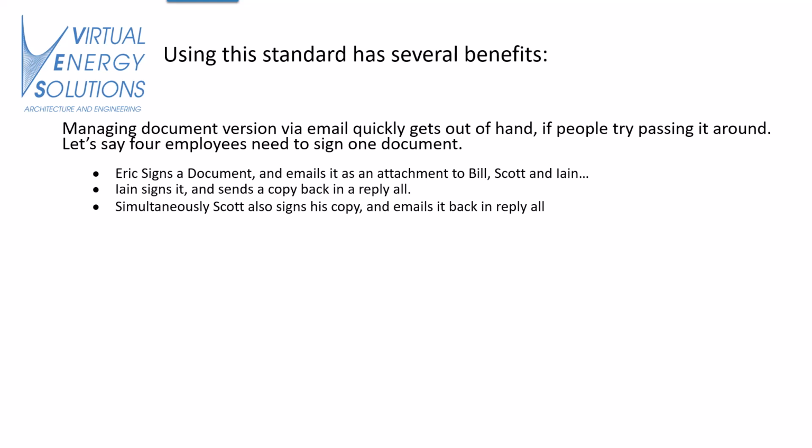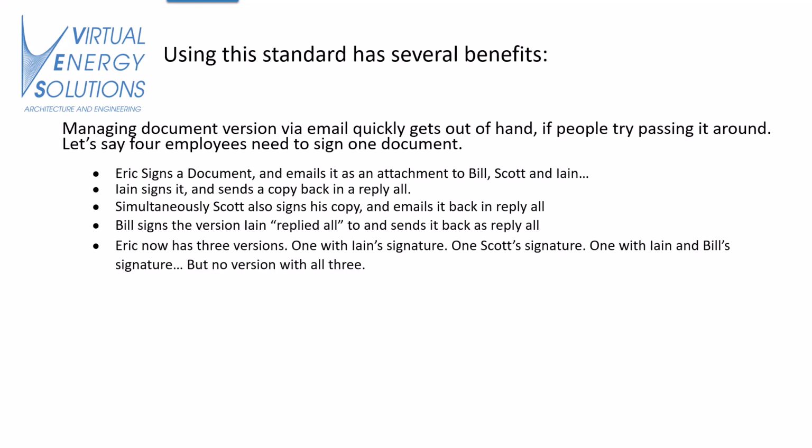At the same time, Scott might sign his copy and email it back, reply all also. Finally, Bill sees that there's two versions that have come in his inbox. I'm going to use the latest version. He grabs the one Ian replied all to and sends it back as a reply all himself. So now Eric has three versions, one with Ian's signature, one with Scott's signature, one with Ian and Bill's signature, but no version with all three.